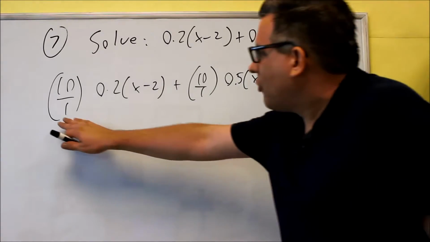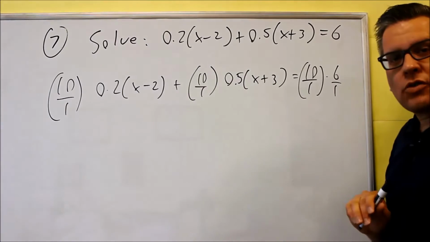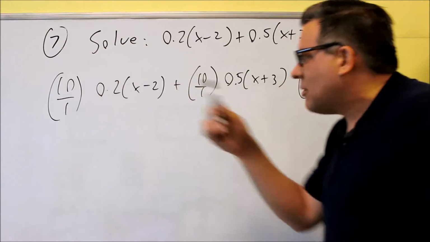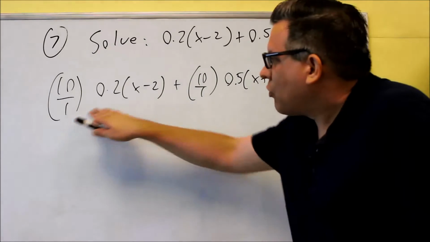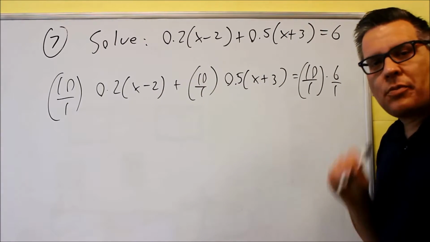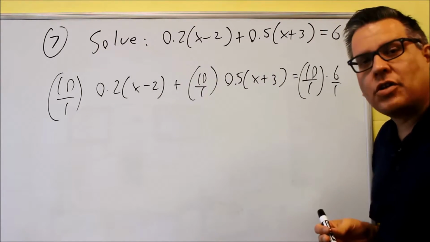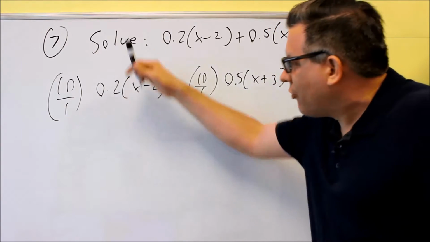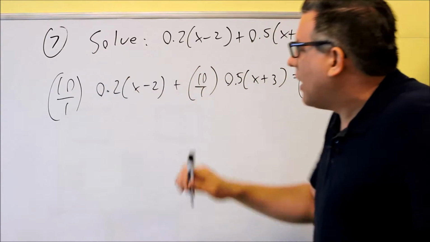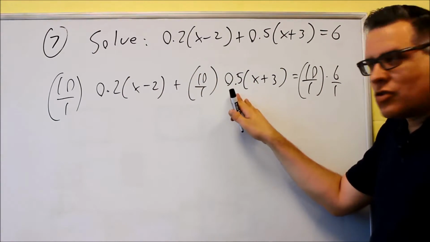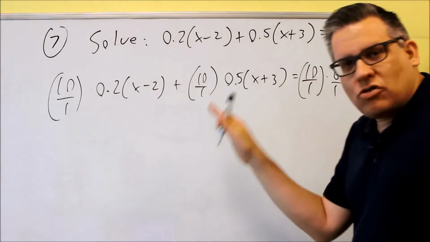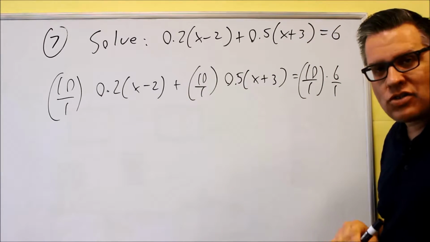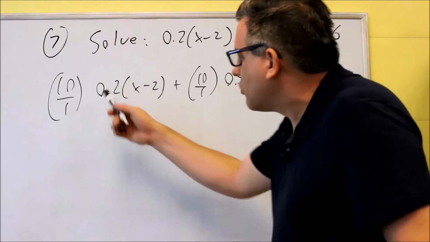Now, technically this is 3 things multiplied together, and you're not going to multiply the 10 times the x and 10 times negative 2. You have 3 things multiplied together, so when you do multiplication, you're allowed to multiply them in any order. I'm first going to multiply the 10 times the 0.2, and then I'll do 10 times 0.5. I'll multiply those two first, and then I'll multiply by the x and x minus 2 later in the next step. So let's do the first two.